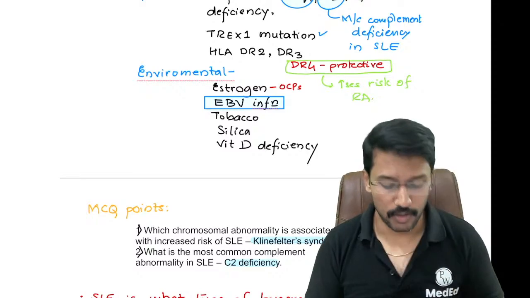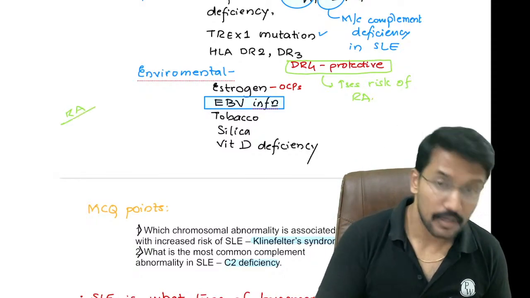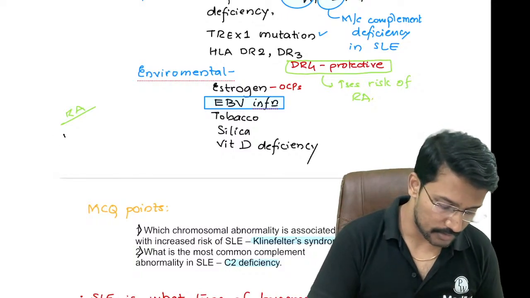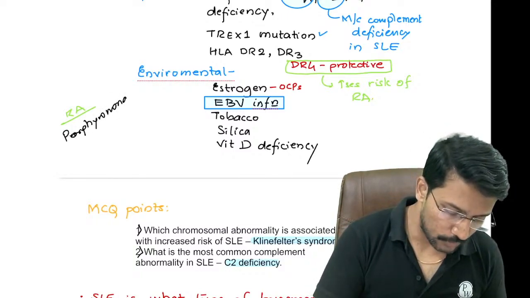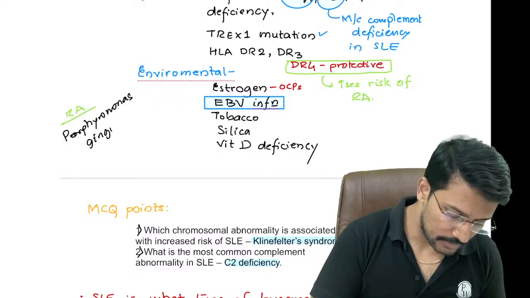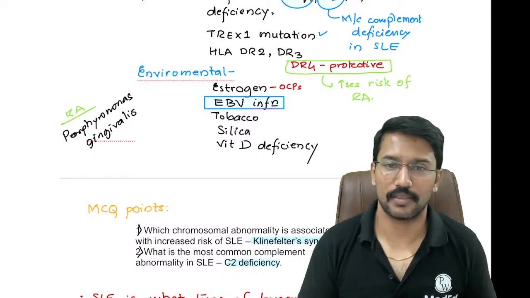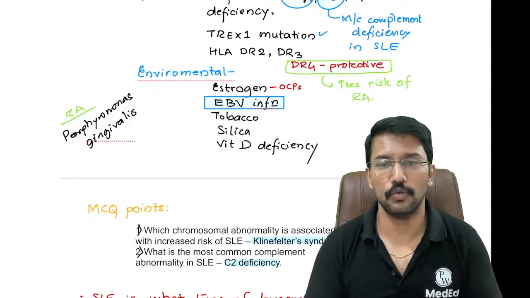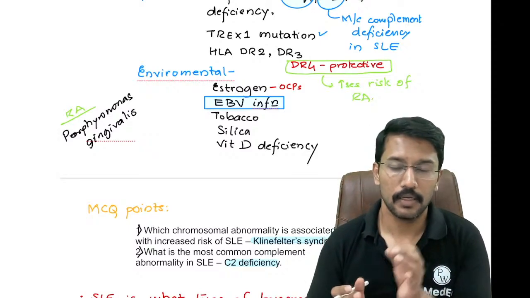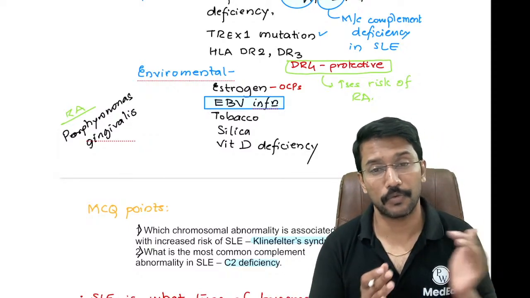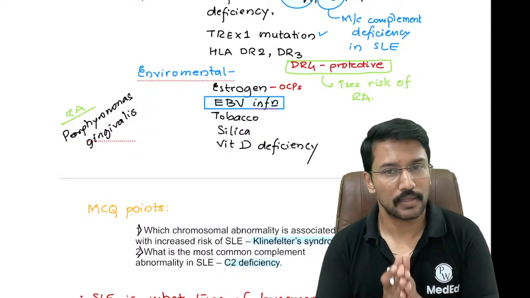Similarly, in case of rheumatoid arthritis, there is an infection affecting the gingiva, and the organism is called Porphyromonas gingivalis, which has been implicated in the pathogenesis of rheumatoid arthritis. So there can be an MCQ asking you which infection is associated with increased risk of SLE. It is Epstein-Barr virus. Which infection is associated with increased risk of rheumatoid arthritis? Gingivitis, particularly caused by Porphyromonas gingivalis.